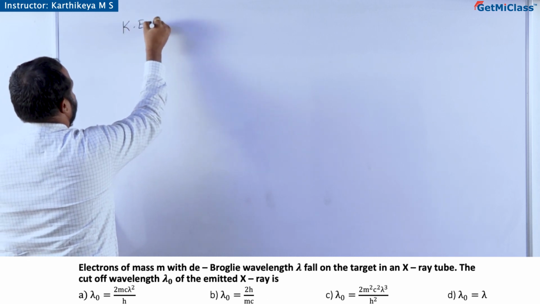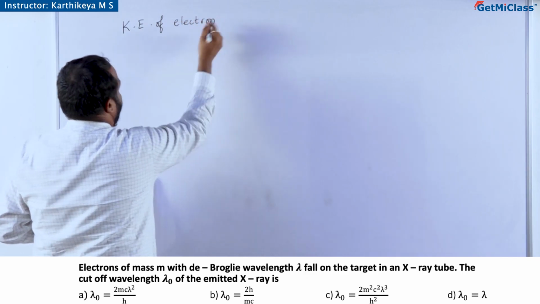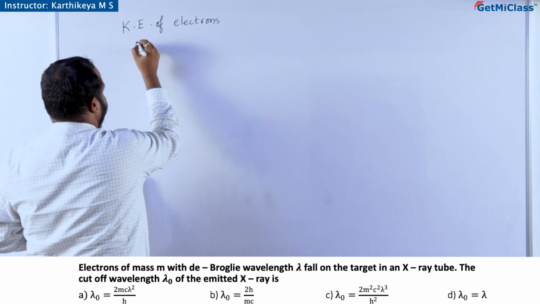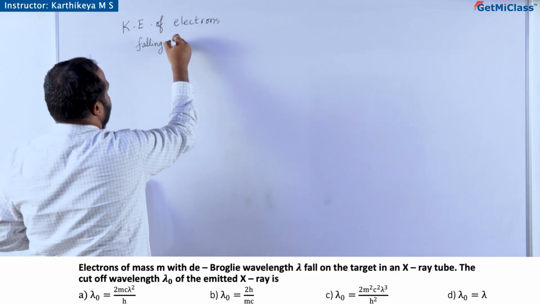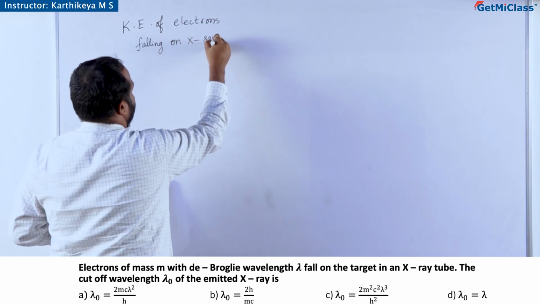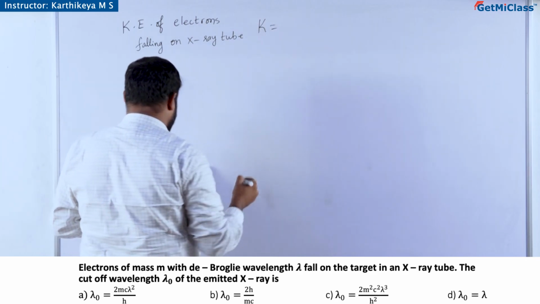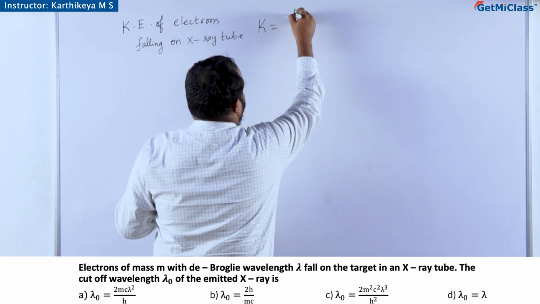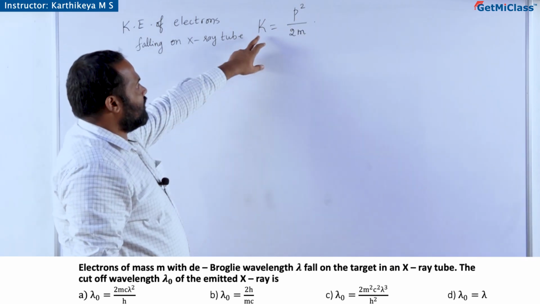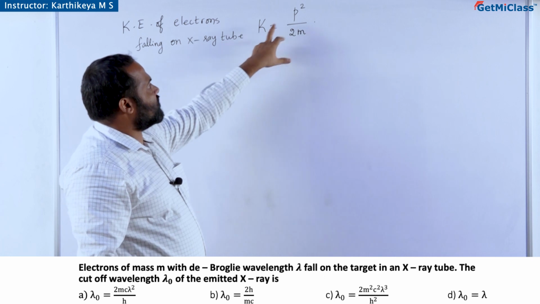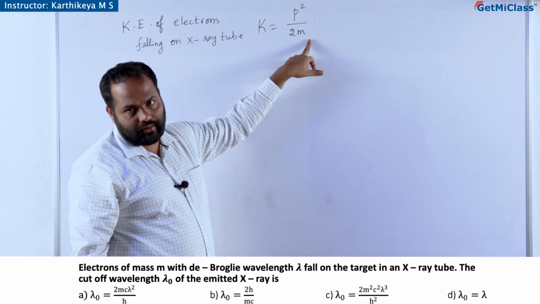The kinetic energy of the electrons which are falling on the X-ray tube is K equal to p square by 2m. Correct? I told you this. Kinetic energy is momentum square by 2 times the mass.